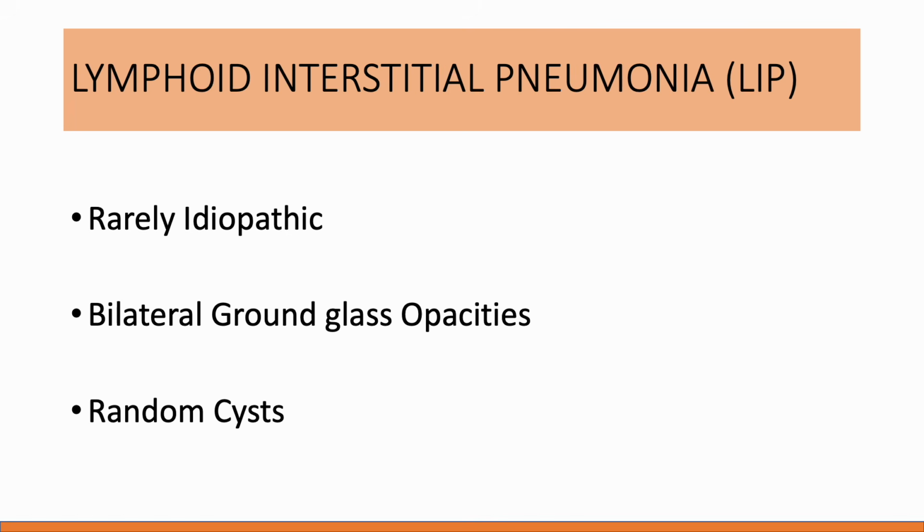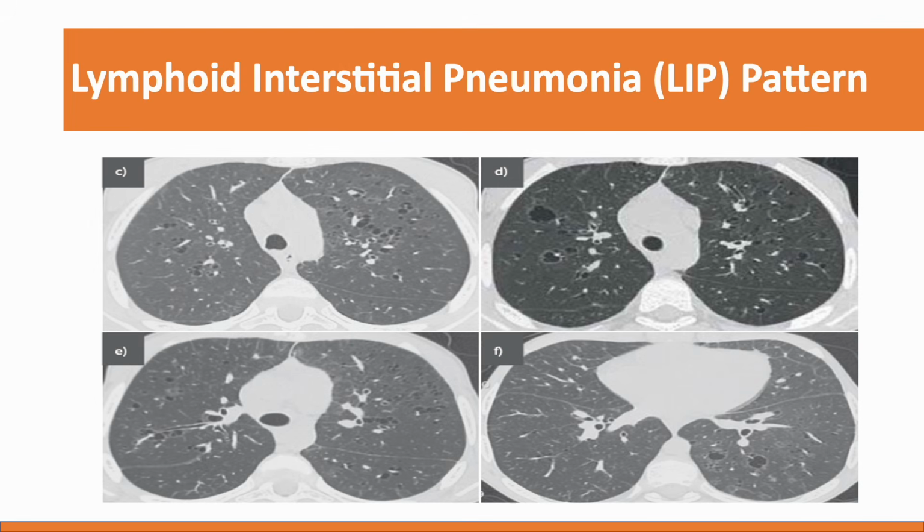Lymphoid interstitial pneumonia is usually observed as bilateral ground glass opacities, and a lot of times there are random cysts. Because it's rare, a clinical workup, a serological workup, and correlation have to be done to exclude secondary causes. So when we look at the lymphoid interstitial pneumonia pattern, what do we see?